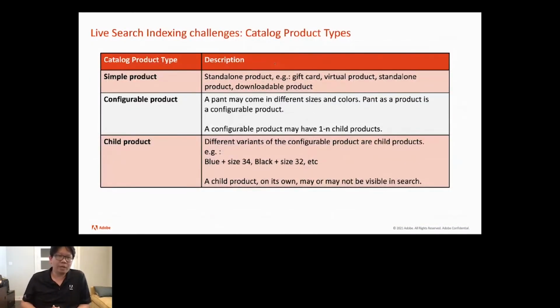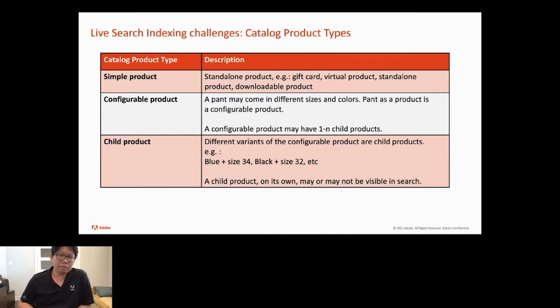So now we're getting into a discussion about the indexing challenges. On the Adobe Commerce Magento catalog, there are different types of product types. There's a simple product, where you can think of things like gift card, virtual product, downloadable. A standalone product is a simple product, but there's also a configurable product. You can think of a configurable product as a product that comes with variants. So an example is that a pen may come in different sizes and or colors.